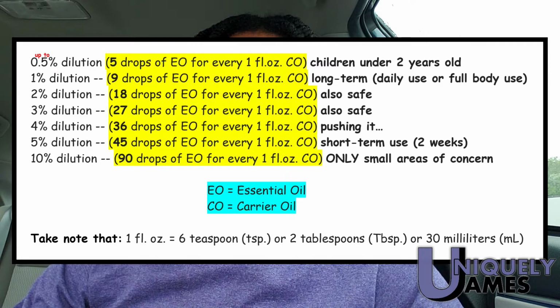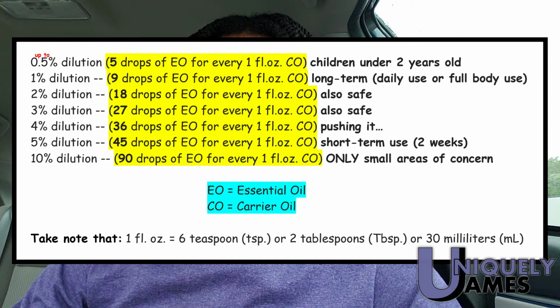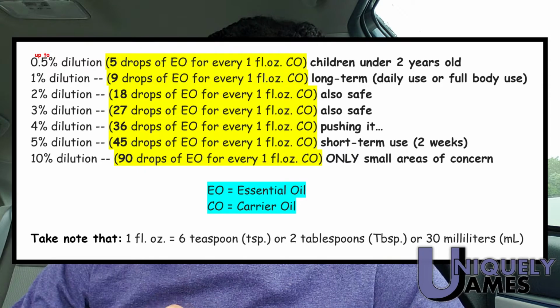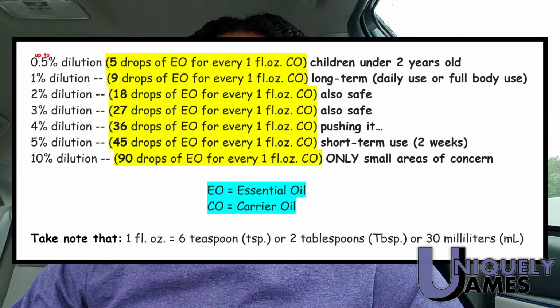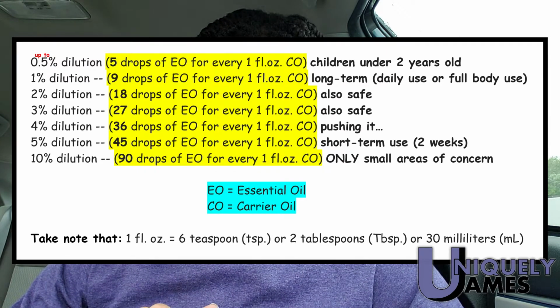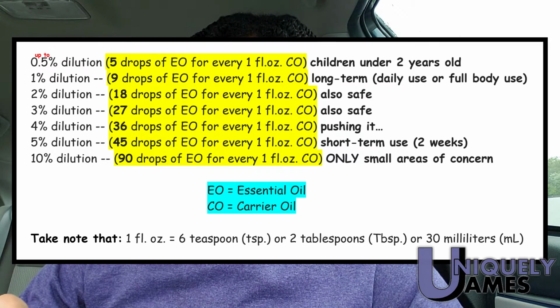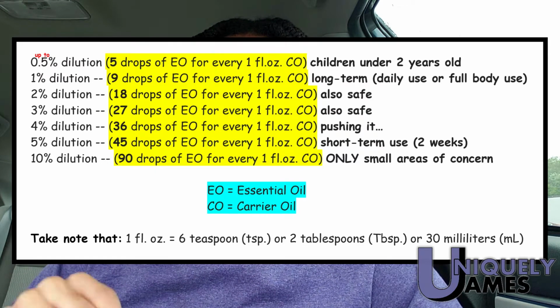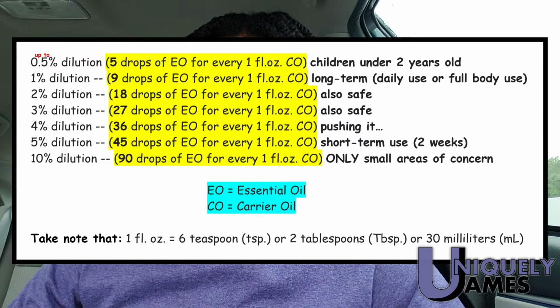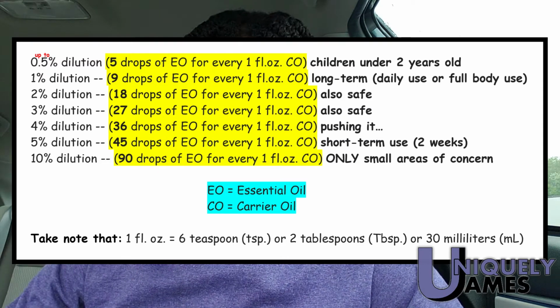A 0.5% dilution is typically recommended for children who are under the age of 2. And what a 0.5% dilution ratio would look like is, for every 1 fluid ounce of carrier oil that you choose to use, you should add no more than 5 drops of whatever essential oil you want to use.